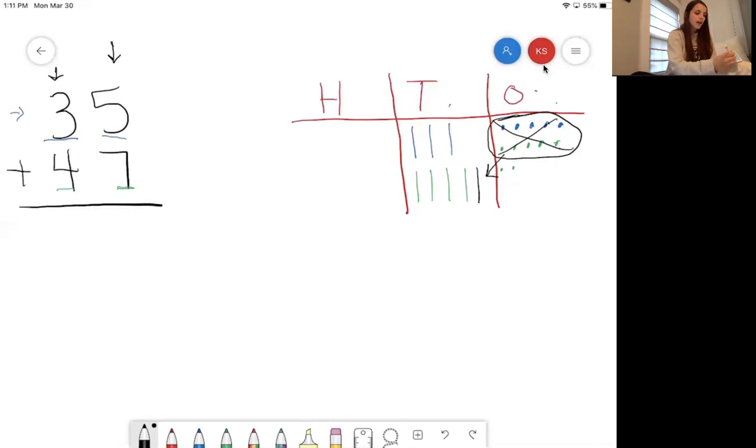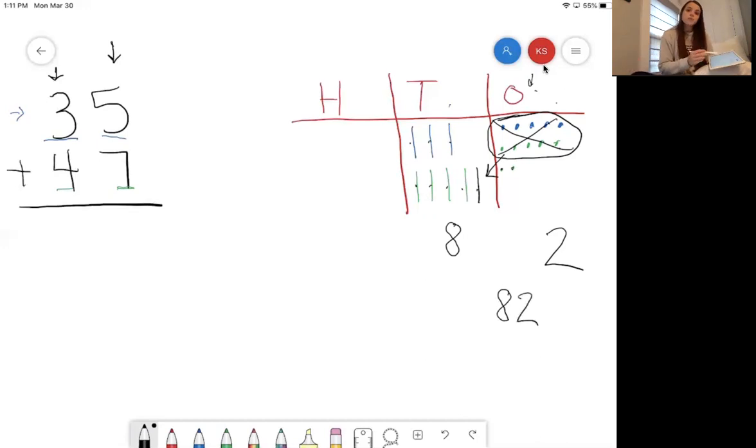I'm going to start in my ones place because I know that ones always comes first. So I have 1, 2. I have 2 ones, and I'm going to go to my tens place, and I have 1, 2, 3, 4, 5, 6, 7, 8. 8 tens. I have 8 tens and 2 ones, so my answer is 82.